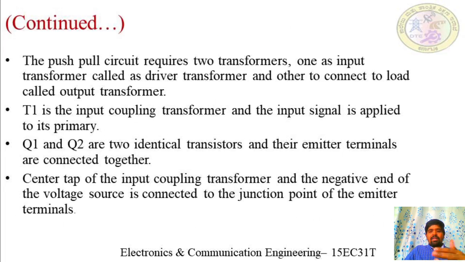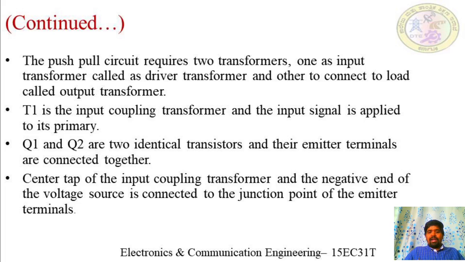Next, these are the things I already explained. The push-pull circuit requires two transformers. One is the input transformer, which we also call the driver transformer, and the other is connected to the load, called the output transformer. So T1 is the input coupling transformer, where we apply the input to the primary terminal.